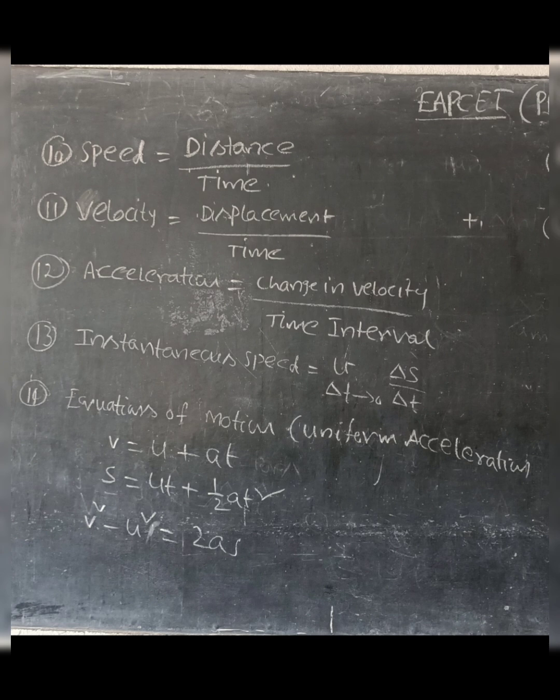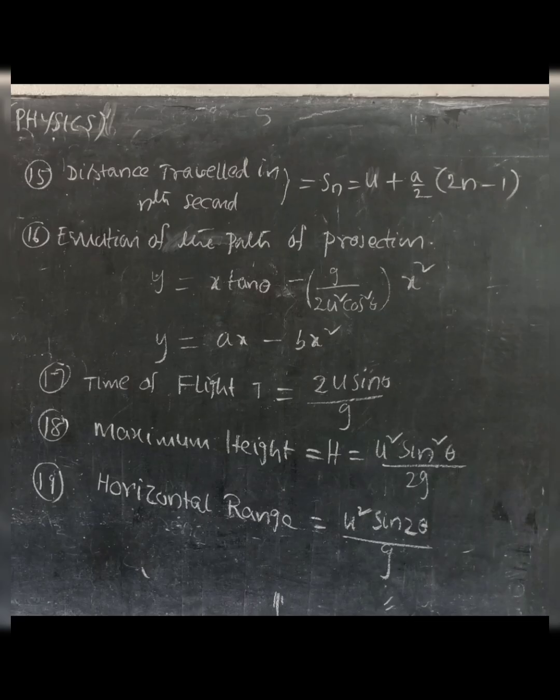Equations of motion when the body moves with uniform acceleration: v is equal to u plus at, s is equal to ut plus half at square, v square minus u square is equal to 2as. Let's go through some more formulae in kinematics. Distance travelled by the body in nth second, Sn is equal to u plus a by 2 into 2n minus 1. Equation of path of projectile, y is equal to x tan theta minus g by 2u square cos square theta into x square. Time of flight, t is equal to 2u sin theta by g. Maximum height, h is equal to u square sin square theta by 2g. Horizontal range is u square sin 2 theta by g.